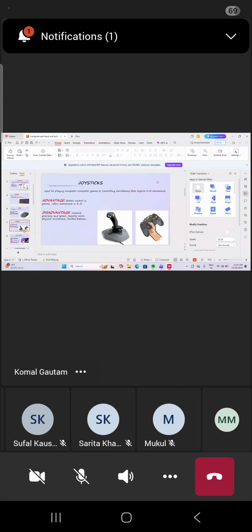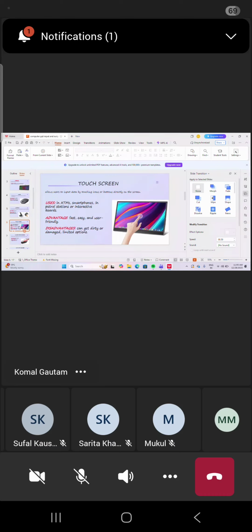Second is joysticks. We mainly use joysticks in gaming, for playing computer games or controlling simulations that require three-dimensional movement. There are some advantages and disadvantages of joysticks. Advantages are better control in games, and it allows movement in three dimensions. Disadvantages of joysticks are reduced precision and speed, requires more physical movement, and limited buttons.